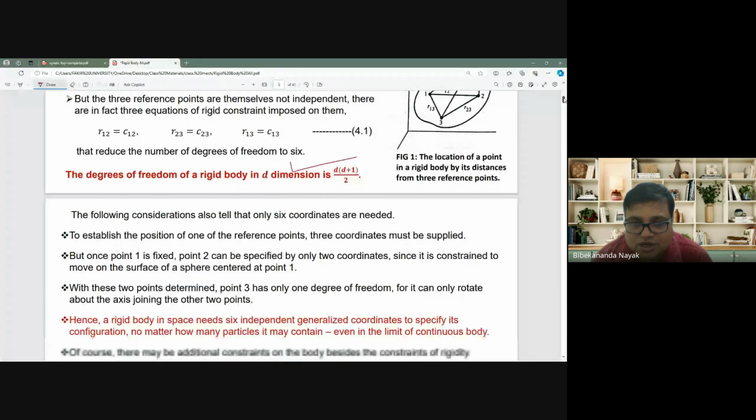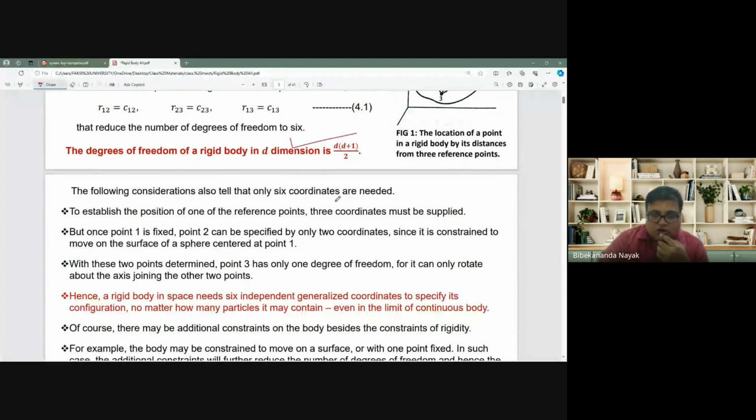So for 6 coordinates, to establish the position of one reference point, 3 coordinates must be specified. For rigid body dynamics, we need 6 coordinates, and how we define them is that we take a reference point inside the rigid body, and we assume that reference point is the center of a coordinate axis, which is known as the body set of coordinate axes.